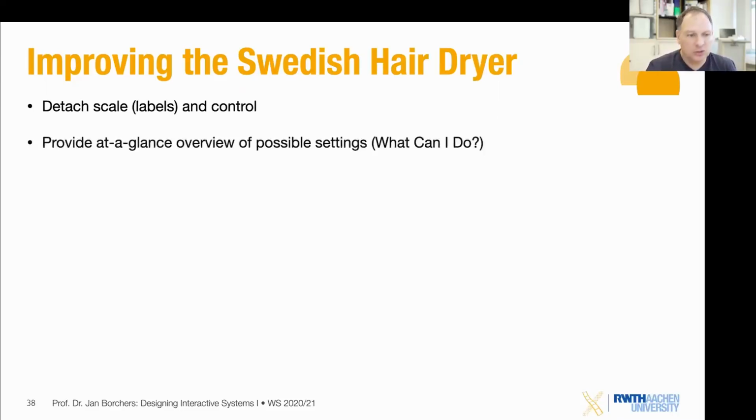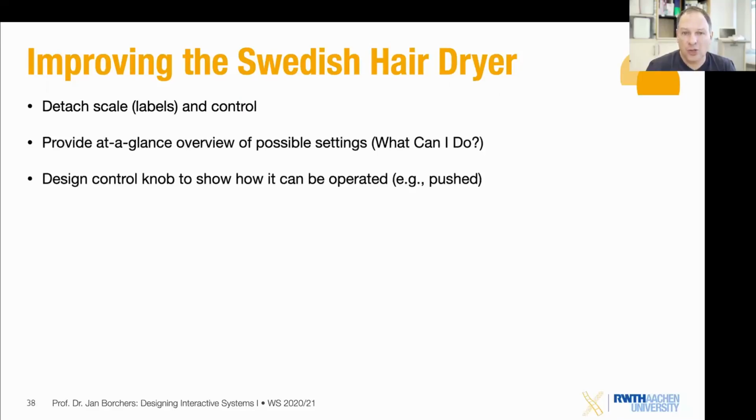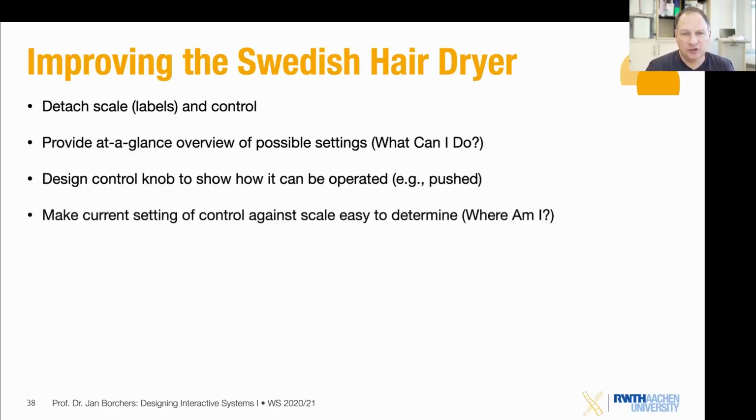So you want to know, what can I do? What are the possible settings? I want to see how many settings are available. I want to design the knob to show how it can be operated, right? The knob should have a design that suggests to me how to operate it. And that has to do with affordances, which we'll talk about in just a second. And I want to make sure that the current setting of the control is easy to determine against the scale, right? Where am I? Finally, if you want to really do it well, you want a natural ordering of these settings from 0 to 1 to 2.